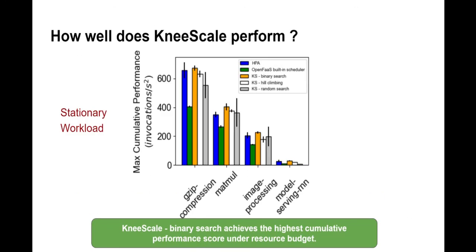In this figure, we show the maximum cumulative performance achieved under a resource budget. The maximum cumulative performance is the cumulative performance measured at the end of the experiments. Results shown are an average of 3 runs. KneeScale binary search achieves the highest cumulative performance score under resource budget.